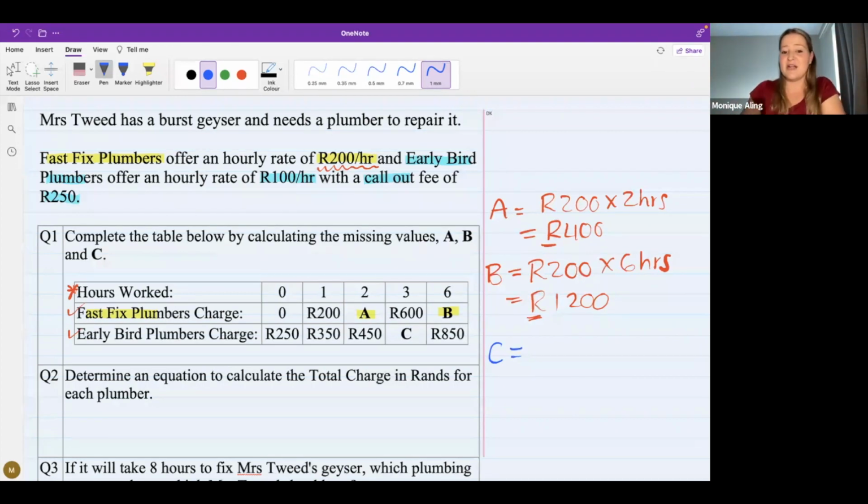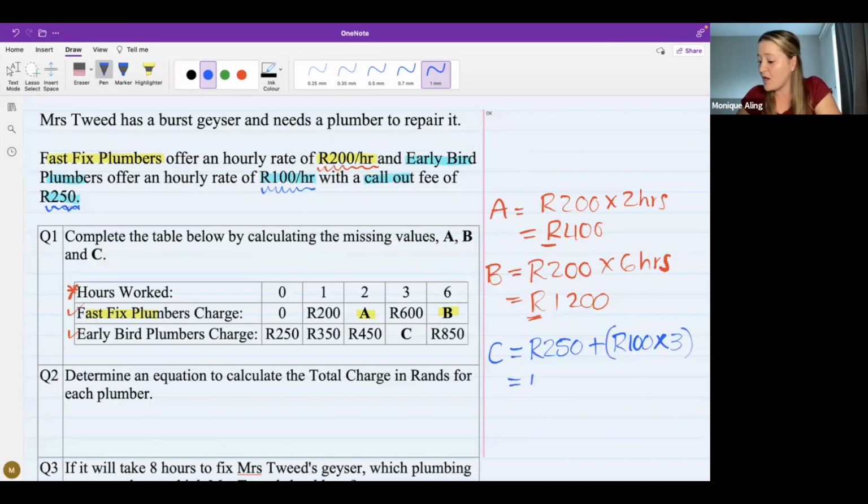Now remember, Early Bird Plumbers charge 100 Rand for every hour, but they also charge a call out fee. So that means as soon as they arrive, they've already charged you 250 Rand just for going to your house to help you fix your plumbing. Okay, so before they even worry about the hours, you pay a call out fee or a fixed charge of 250 Rand, plus you pay 100 Rand times the hours, and the hours for C is 3.